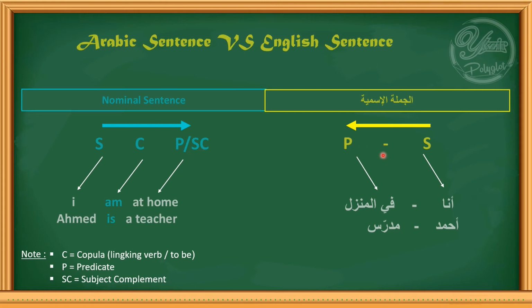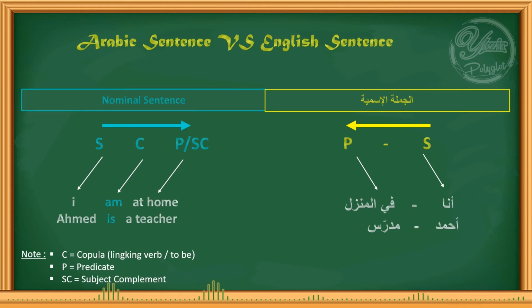But in Arabic, a nominal sentence doesn't need an auxiliary verb at all. So, I am at home in Arabic is أنا في المنزل. Ahmed is a teacher in Arabic is أحمد مدرس. We can either say أحمد مدرس or أحمد مدرس. It's just the same. أنا is I, في is at, المنزل is home. See, we don't have a to be here. And same here, أحمد مدرس, no to be either.